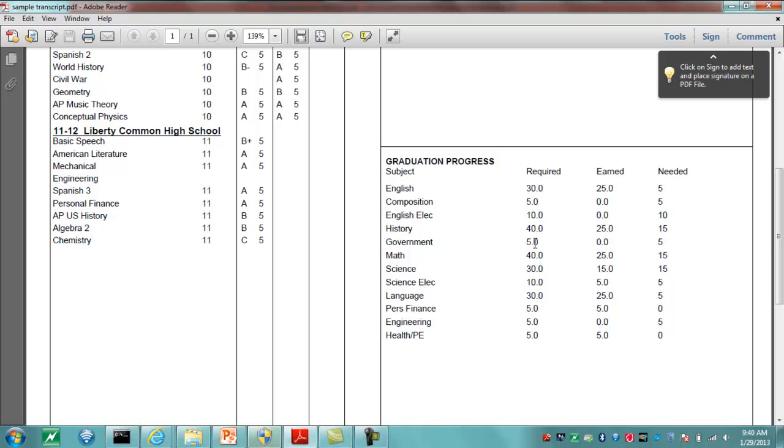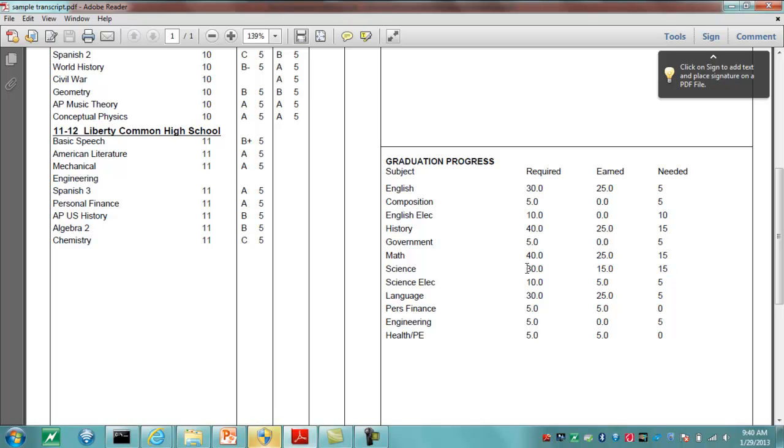History is a 40-credit requirement. That includes economics and Western civilization in 9th grade. In 10th grade, you'll take world history. In 11th grade, you'll take U.S. history for those 40 credits. Government is the remaining requirement there for 5 credits that generally would go into your senior year, although some students do elect to take that a little earlier, and that's a 1-semester requirement.